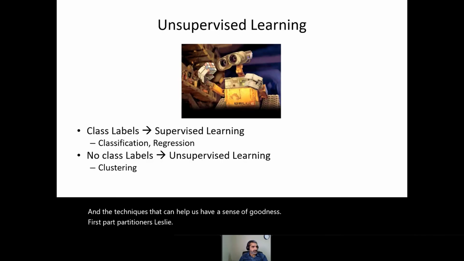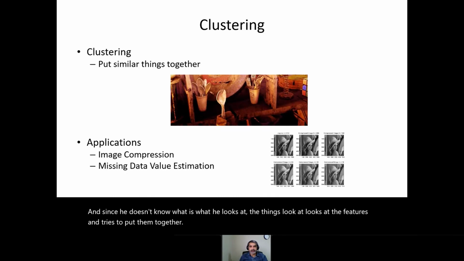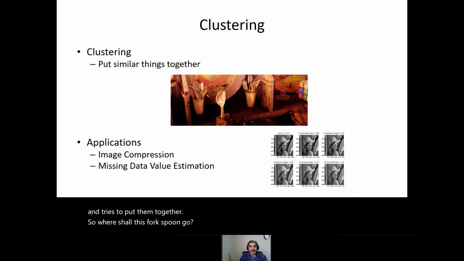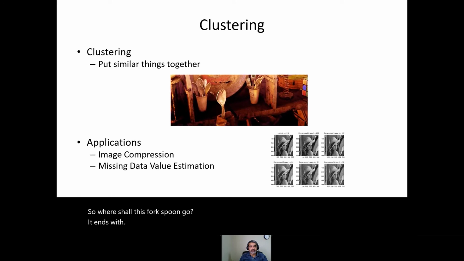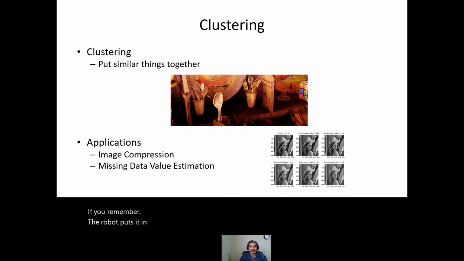I'm sure you have watched the animation Wall-E. In the starting of this animation, the guy is collecting stuff and putting them together. And since he doesn't know what is what, he looks at the things, looks at the features, and tries to put them together. So where shall this fork spoon go? It ends with, if you remember, the robot putting it in between both the clusters.